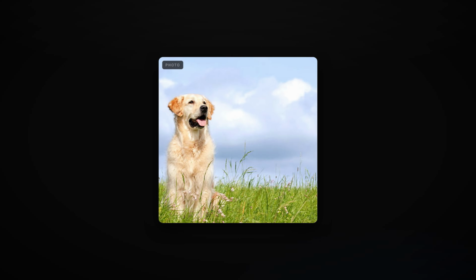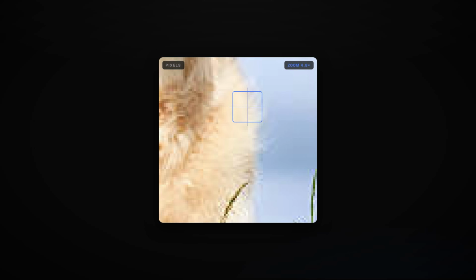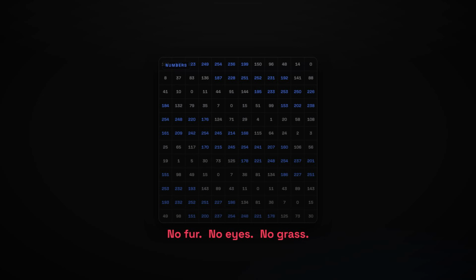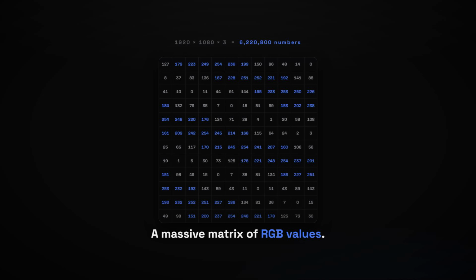Here's the first thing to drop. To a computer, your photo was never a picture. It's a grid of numbers. Every tiny dot, every pixel, is just 3 values: how much red, how much green, how much blue. Zoom in far enough and the dog is gone. No fur, no eyes, no grass, just a massive matrix of RGB values. That's all the machine ever gets.